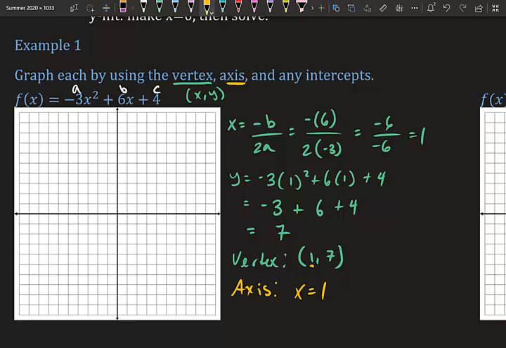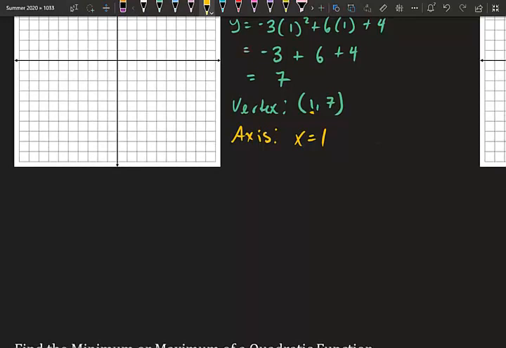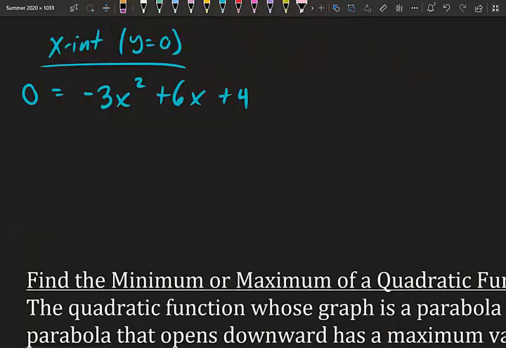Now all we need to do is find intercepts. So we always have two types of intercept, the x-intercept and the y-intercept. Let's do the x-intercept and then I'll teach you a trick for the y. So for the x-intercept, we make y equals 0 in our quadratic. So we have 0 equals negative 3x squared plus 6x plus 4. Now, there are a few ways that we can solve this. We can factor it, but this is not factorable. We can use the quadratic formula, which for this is just a pain. Or we can use vertex form.